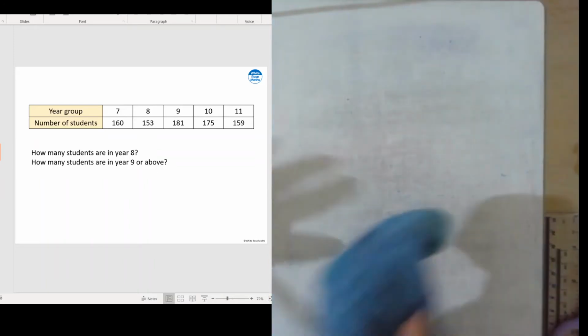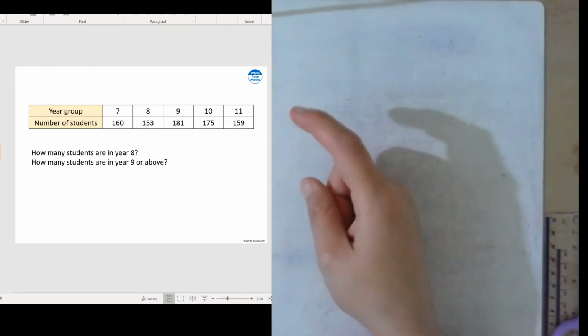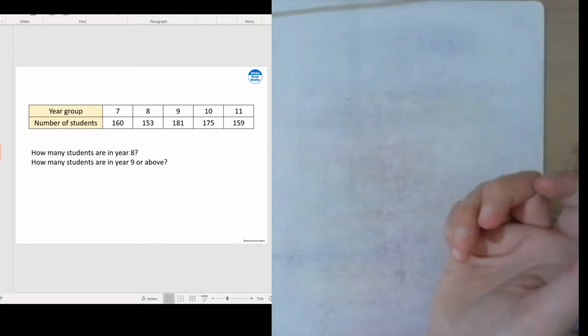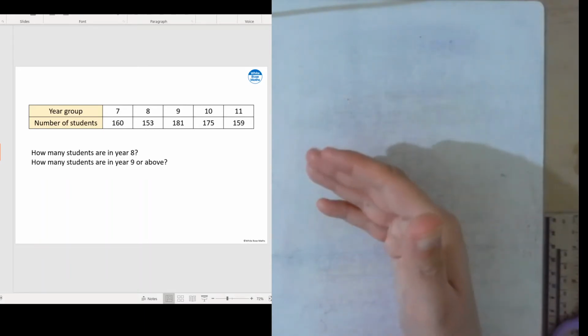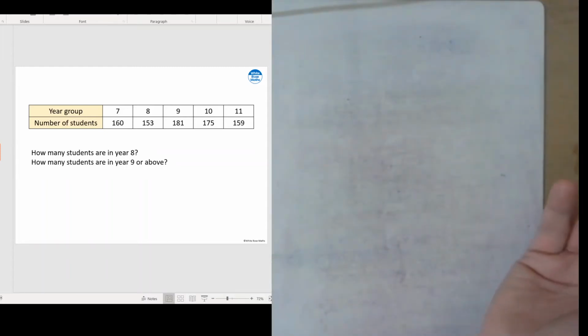Okay, anywho, in regards to these wonderful questions, it says, how many students are in year 8? This should be a relatively easy question to just look at and read straight off the table. So you look up here where it says year 8, and then you have year 8, which is your second box, and then number of students would be 153. So for that first question, you've got 153. So a nice, simple question where all you need to do is just read that table. Some people accidentally just write 8.